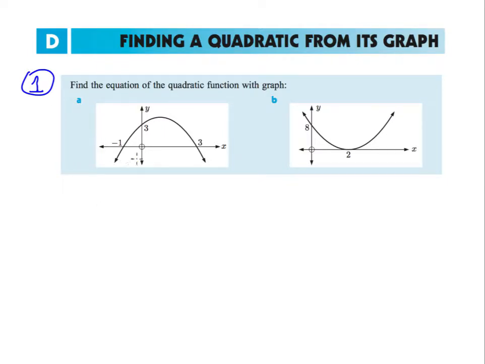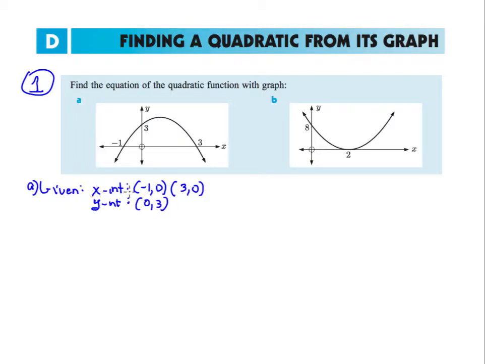We're going to start with A. Here we're given a graph of a quadratic. The best thing to do is write down what information is presented or given to you in this graph. Well, I know the intercepts. I know my x-intercept is -1, 0, and my second x-intercept is 3, 0. I also know my y-intercept, which is 0, 3.